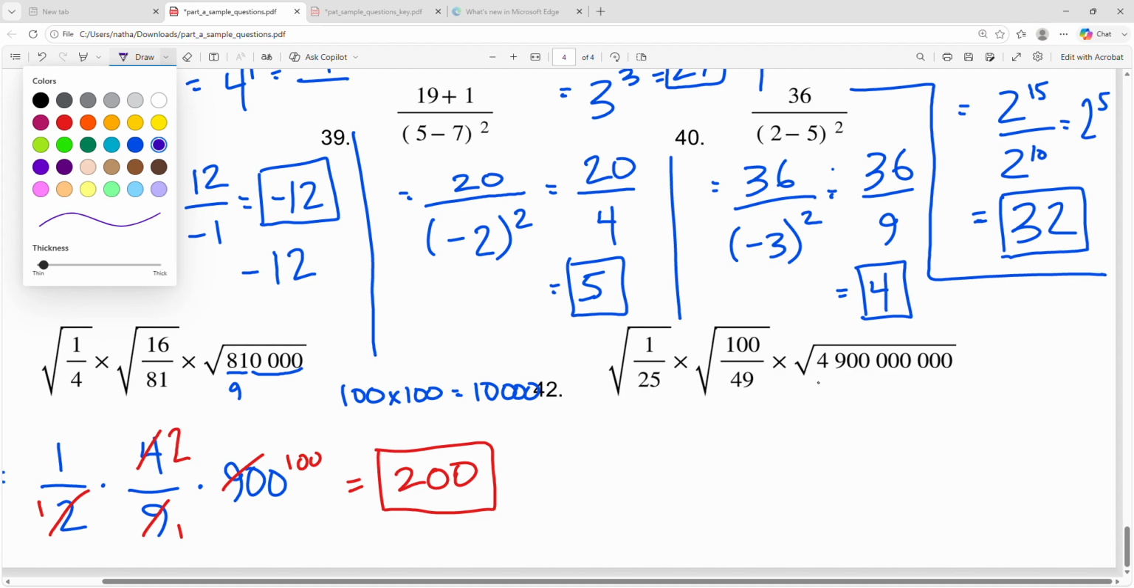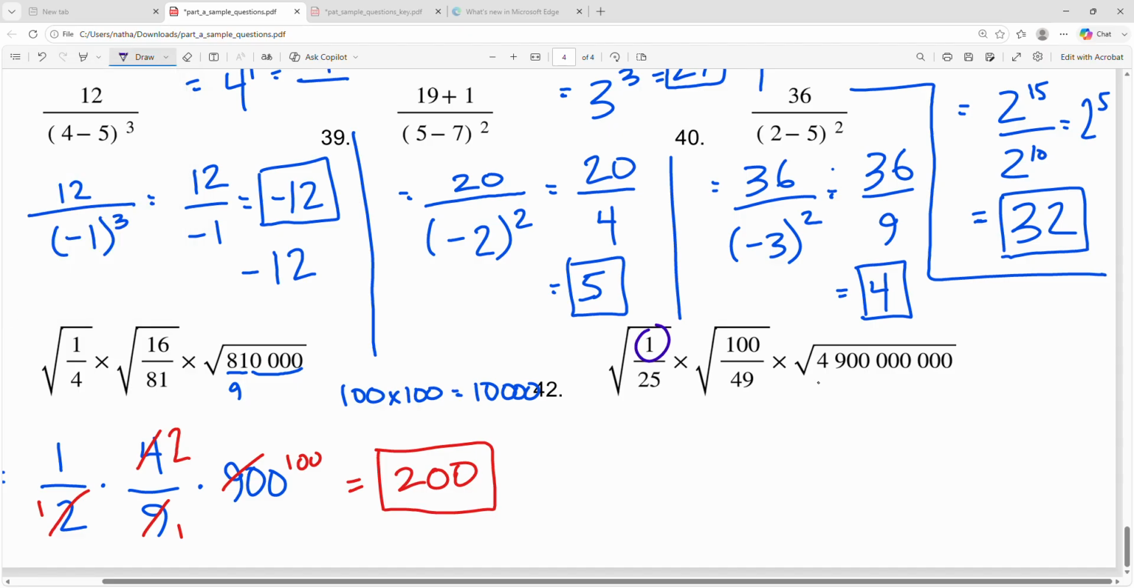Square root of 1 over 25. Again, is that a perfect square? Yes. 1 times 1 is 1. Perfect square? Yep. 5 times 5 is 25. So we take the square root of the top, and we get 1. Square root of the bottom, and we get 5 times. Again, perfect squares. Square root of 100, 10. Square root of 49 is 7.